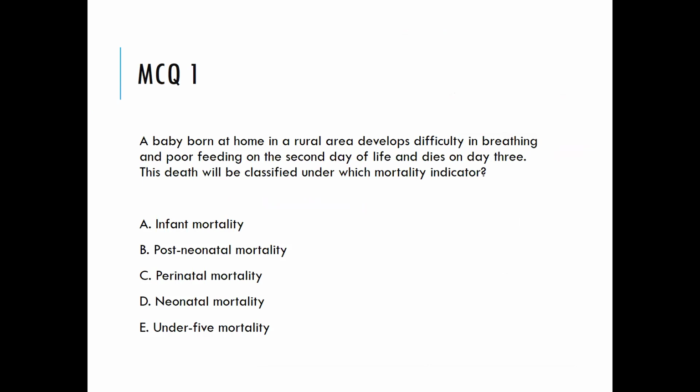Question number one is a baby born at home in a rural area develops difficulty in breathing and poor feeding on the second day of life and dies on day 3. This death will be classified under which mortality indicator? Option A, infant mortality. Option B, postneonatal mortality. Option C, perinatal mortality. Option D, neonatal mortality. And option E, under 5 mortality.